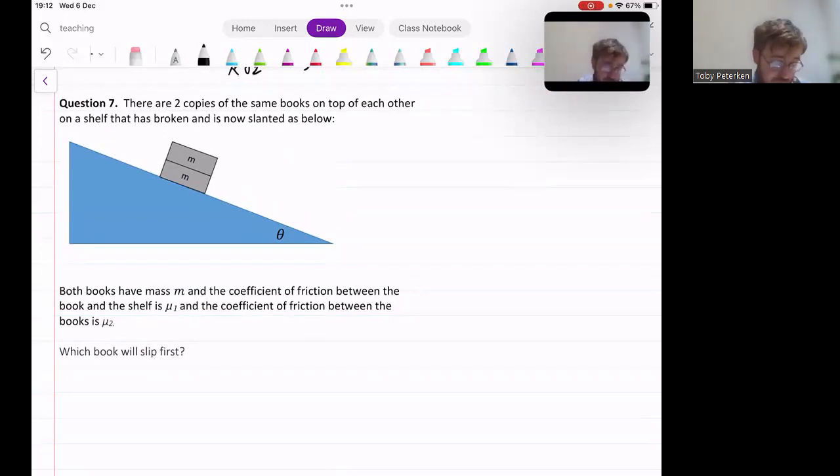So here we've got a slope. Let's say you have a shelf and you've got two copies of the same book on top of each other, but the shelf is broken and slipped down to the side, and these books may or may not slip down. They're both the same book, so they both have the same mass m. The coefficient of friction between the book and the shelf is mu1, and the coefficient of friction between the books is mu2. So which book will slip first?